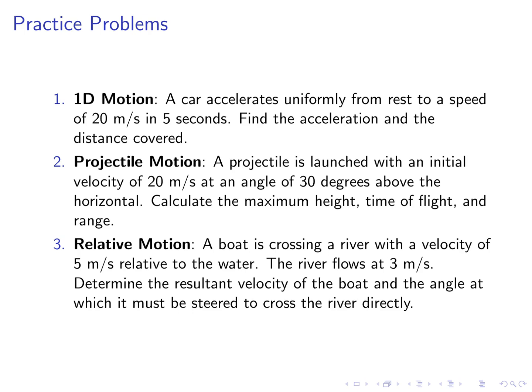Relative motion. A boat is crossing a river with a velocity of 5 meters per second relative to the water. The river flows at 3 meters per second. Determine the resultant velocity of the boat and the angle at which it must be steered to cross the river directly.